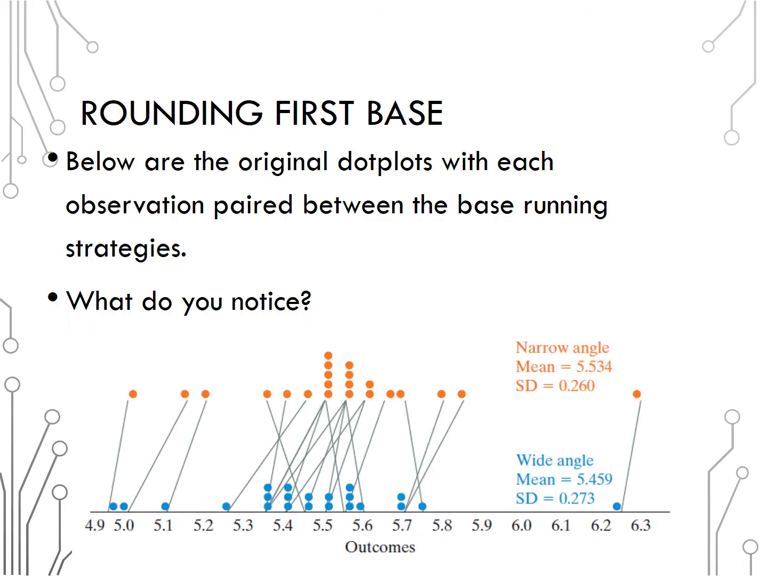Let's look at those original dot plots one more time for the narrow and wide angle paths, but now we'll use a line to connect observations on the narrow and wide angle. What do you notice about this dot plot? Well, most of the lines slant in the same direction, forward or with a positive slope, indicating again that the narrow path on top was larger or slower than the wide angle path on bottom.